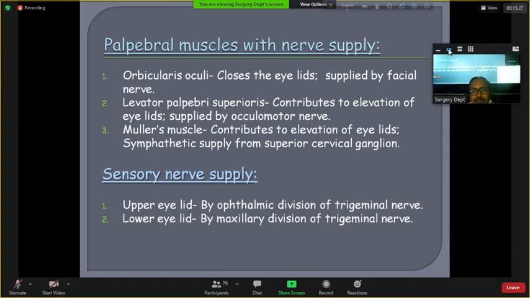And the sensory nerve supply: upper eyelid by the ophthalmic division of the trigeminal nerve, lower eyelid by the maxillary division of the trigeminal nerve. Sensory nerve supply, upper eyelid, ophthalmic division of the trigeminal nerve, and lower eyelid, maxillary division of the trigeminal nerve.